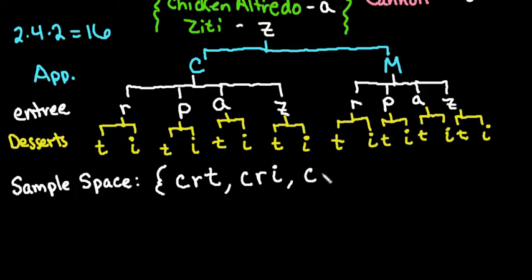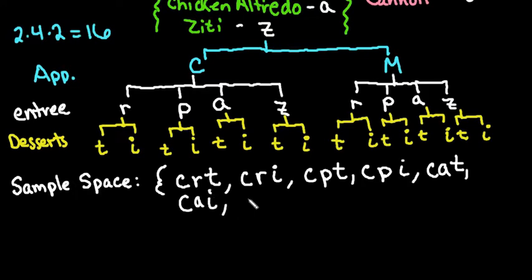Or we could get the calamari with the pizza and the tiramisu. Or the calamari with the pizza and the cannoli. Or we can get calamari with Alfredo and tiramisu. Or calamari with Alfredo and cannoli. Or calamari, ziti, tiramisu.